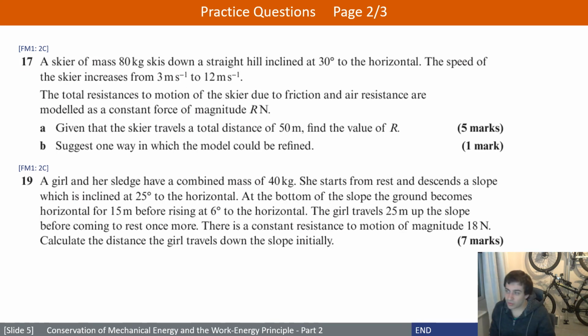Okay, and then a couple of exam style ones for you to try. Pause the video when you're ready.